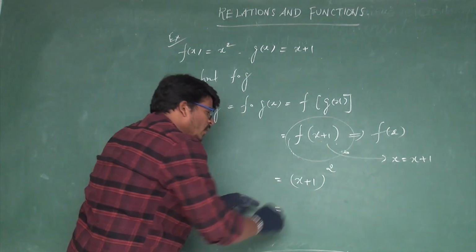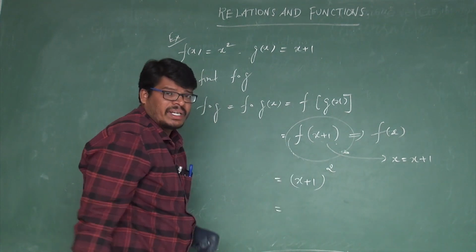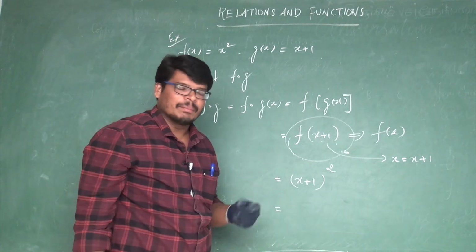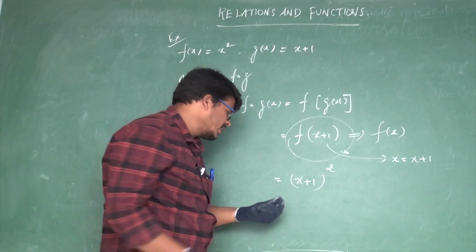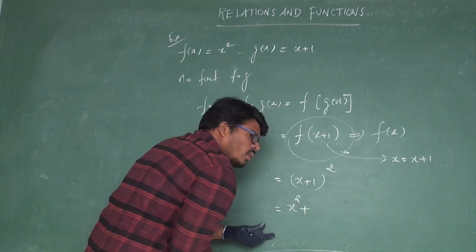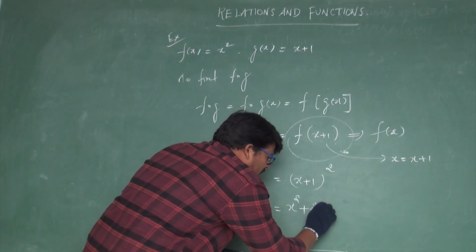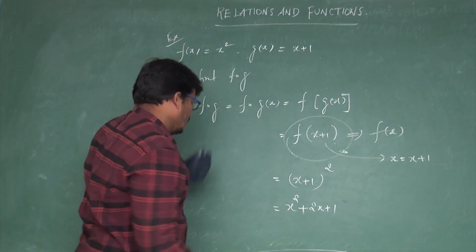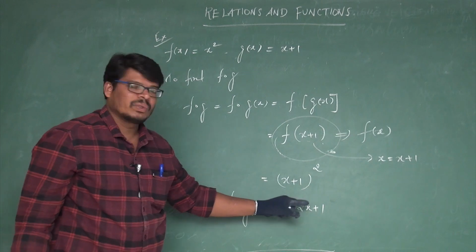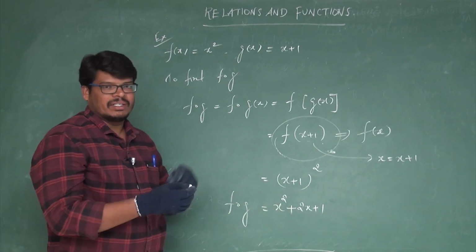Now expand the value. X plus 1 whole square is the a plus b whole square expansion. A plus b whole square is a square plus 2ab plus b square. So x plus 1 whole square expands to x square plus 2x plus 1. That is f dot g equal to x square plus 2x plus 1.